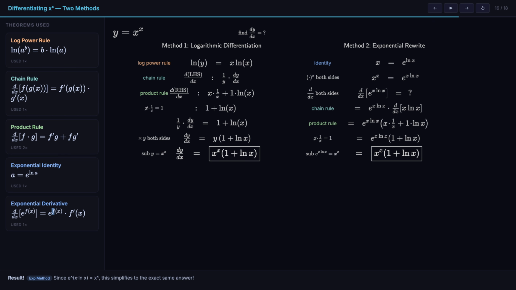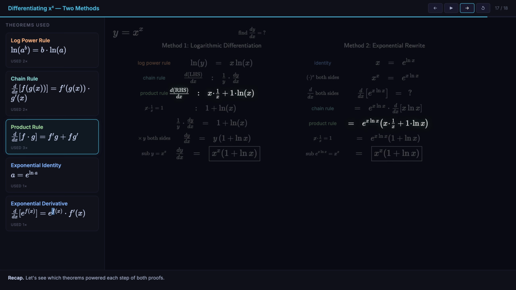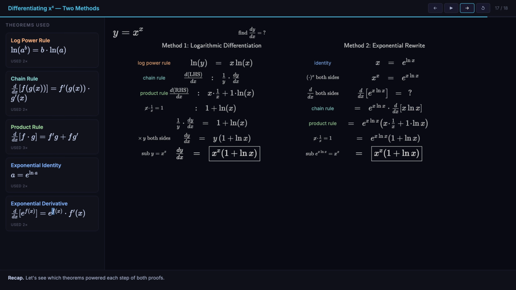Here it is, one more time. The derivative of x to the x is x to the x times 1 plus log x. Two paths, same result. That's how you know it's right.